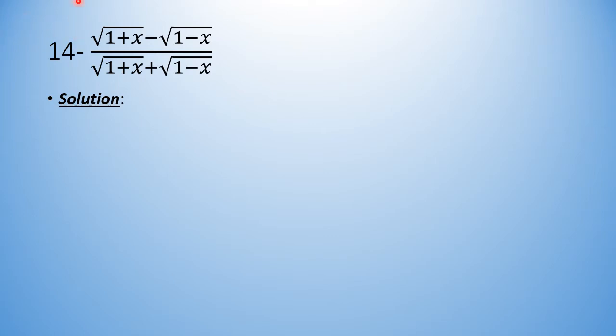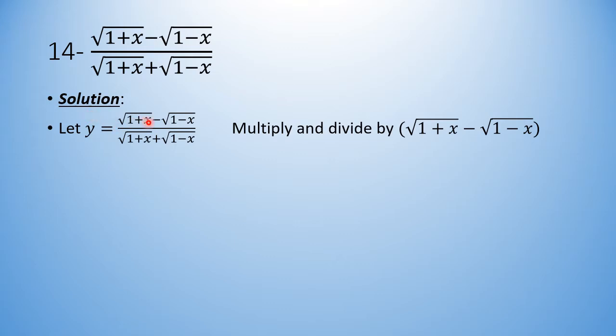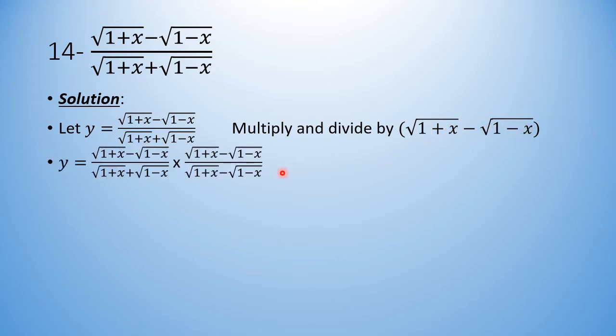Question number 14. Let's take y equals square root of 1 plus x minus square root of 1 minus x, divided by square root of 1 plus x plus square root of 1 minus x. And I have decided here to rationalize the denominator. So I am going to multiply and divide by square root of 1 plus x minus square root of 1 minus x. Here it is.